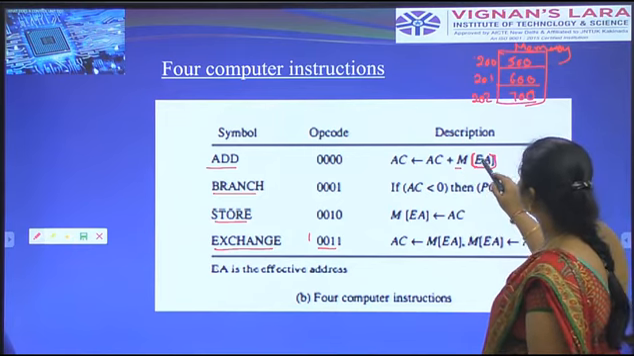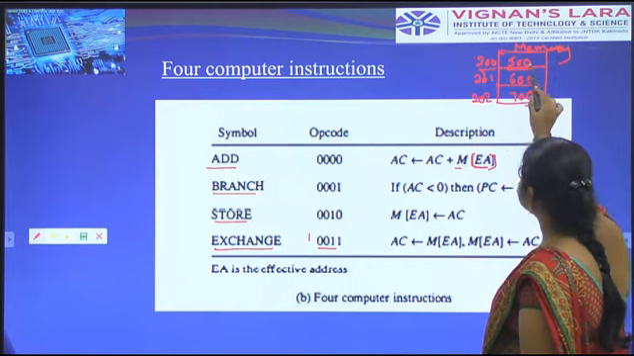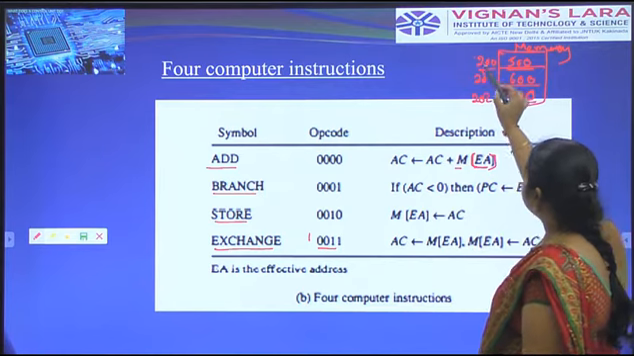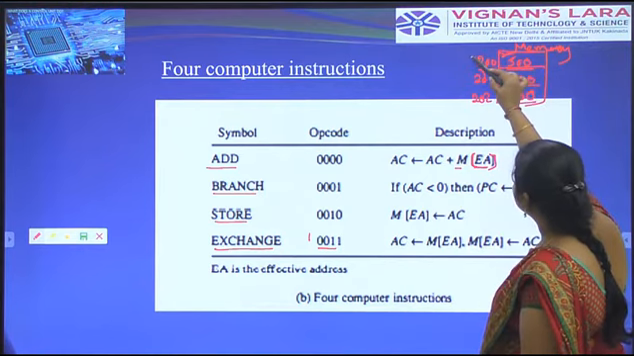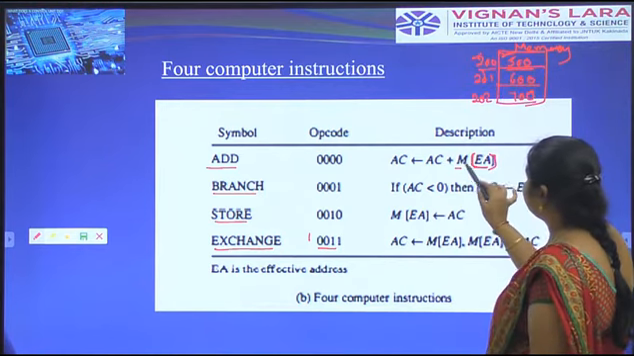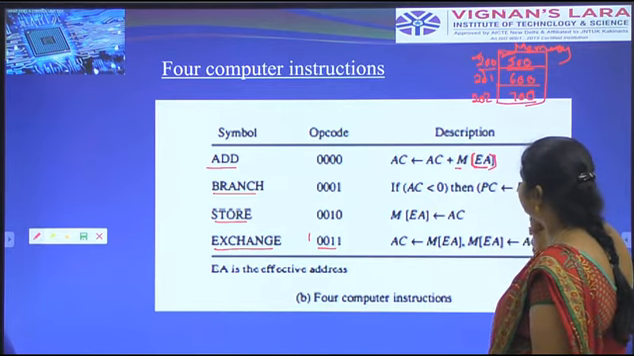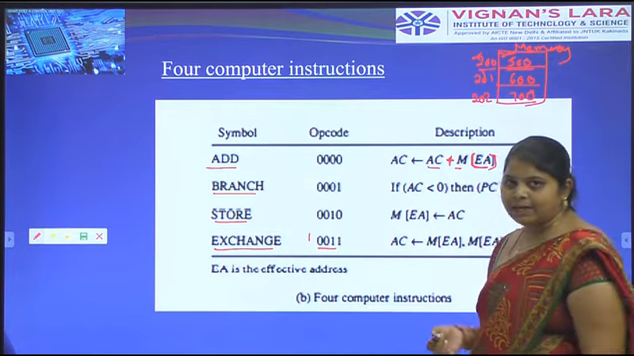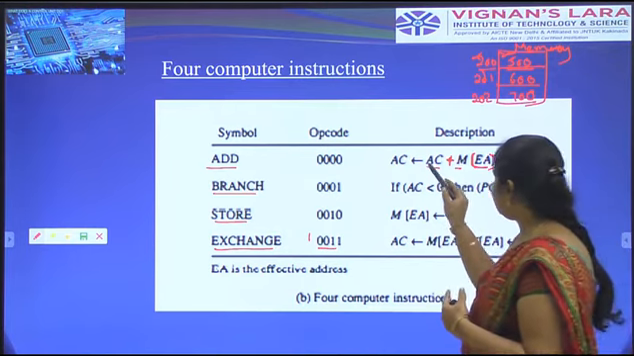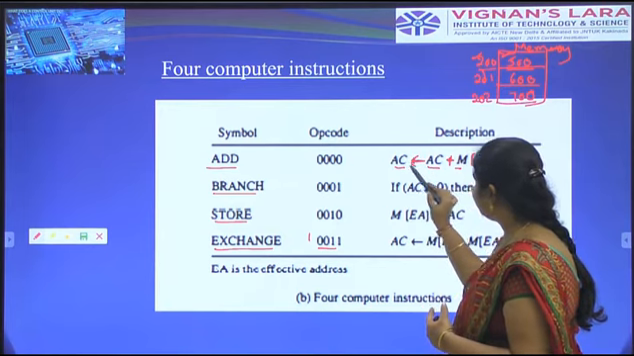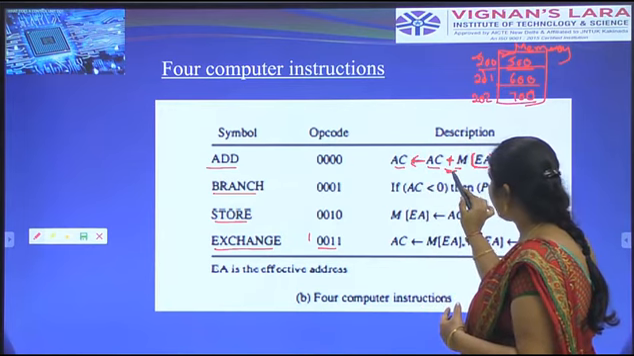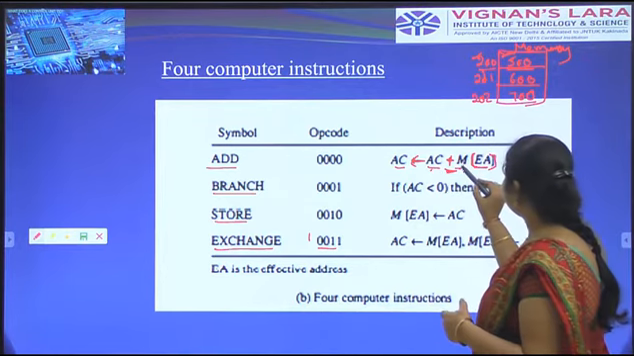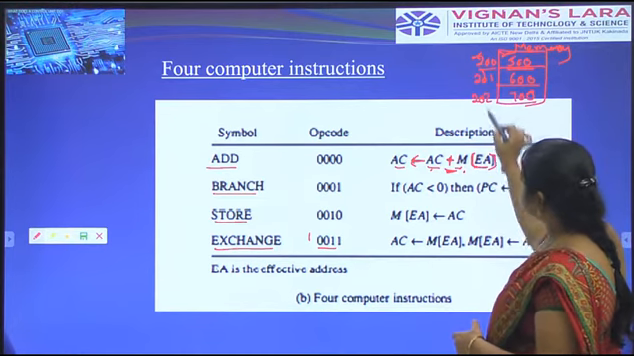What is the content? 200 is the effective address, and 500 is the content of the memory at that effective address. The memory of 500 stored at effective address 200 is added to the accumulator. The accumulator contains some data, it is added with that, and the result is transferred to the accumulator. Here the add operation is performed between the accumulator and the memory of the effective address. Here memory is 500 and effective address is 200.